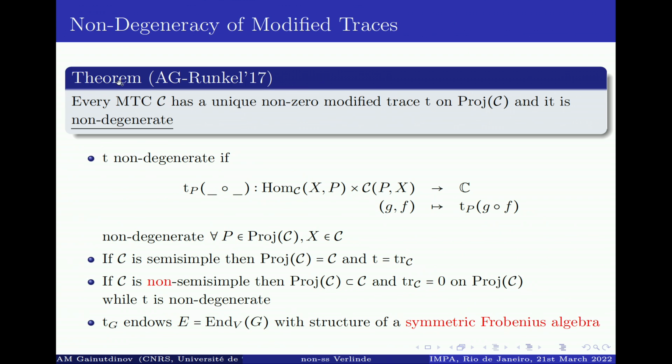Okay, the point is that such a trace is unique. Back in 2017 with Ingo, we proved that every modular tensor category has a unique non-zero modified trace on this projective ideal. And the important thing is that it's non-degenerate. Non-degenerate means that the algebra E has a structure of symmetric Frobenius algebra. Okay, I will skip this point.